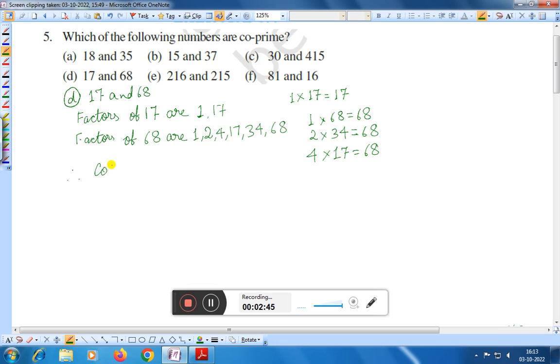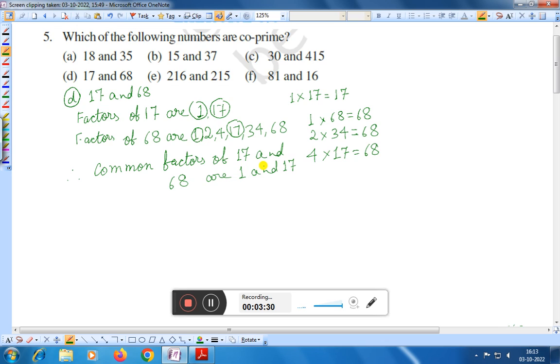We will find the common factors of 17 and 68. You see, 1 is common, and 17 is also common. Since there are two common factors, that is 1 and 17, these numbers are not co-prime.